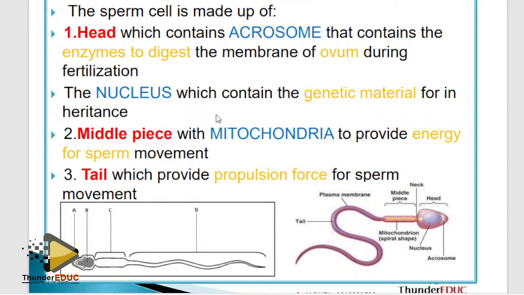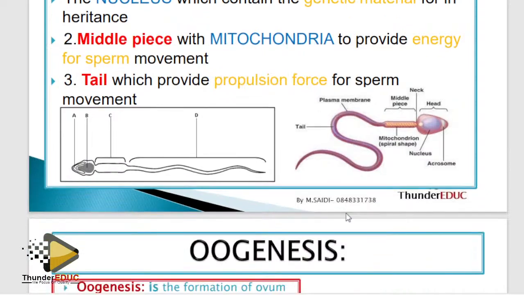So where are students getting mistakes? Here, they call this acrosome. When they ask you the functions, you tell me that acrosome contains enzymes which digest the membrane of the ovum during fertilization. The acrosome does not digest the membrane of the ovum, but the acrosome contains, listen carefully, enzymes which digest. Because many students say that acrosome digests the membrane of the ovum. No, you'll get a 0.